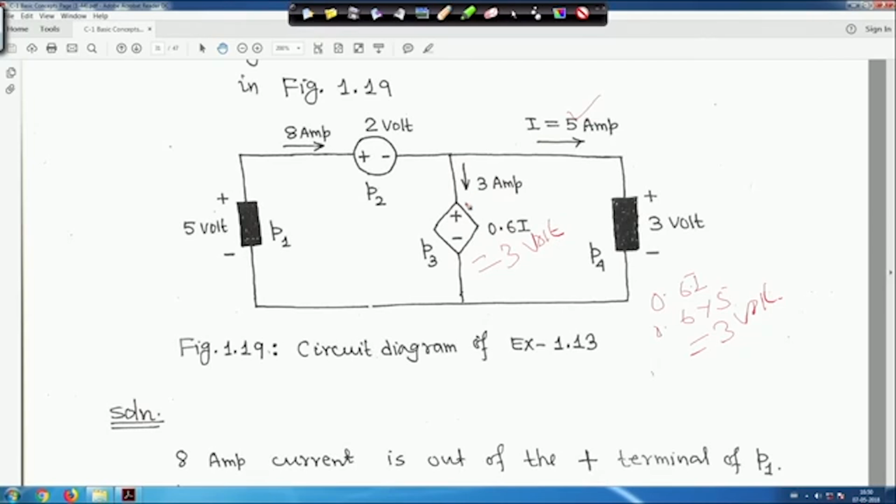Now, this 3 ampere current is entering into the positive terminal. So, power is being absorbed. So, it will be 3 ampere into 3 volt. So, P3 will be 3 into 3, 9 watt, that is absorbed, right.